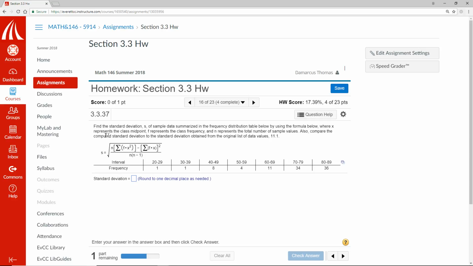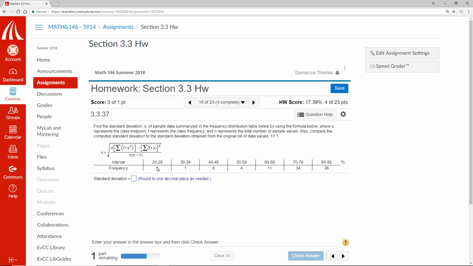Next we have this problem. It says find the standard deviation S of sample data summarized in the frequency distribution table. So we don't have the data, but we have the data's frequency distribution table. Since we don't know the data, they want us to use X to represent the midpoint of each class, and we'll use F to represent the frequency. So we have one data point in this interval, one in this interval, 8 data values between 40 and 49.